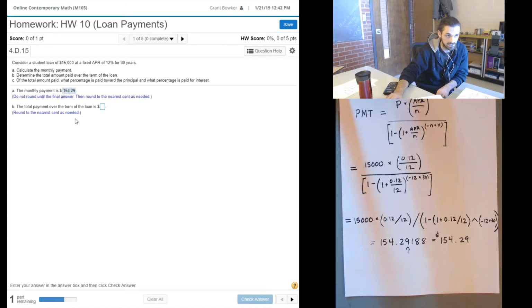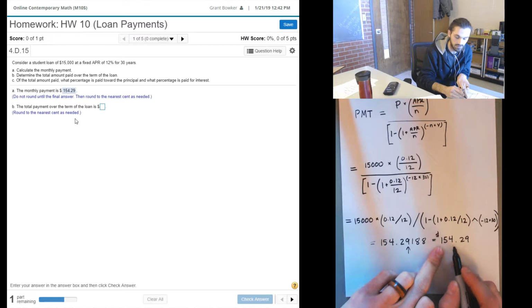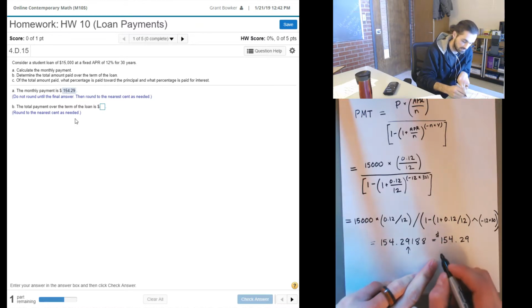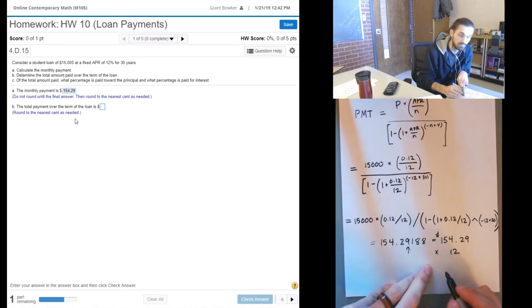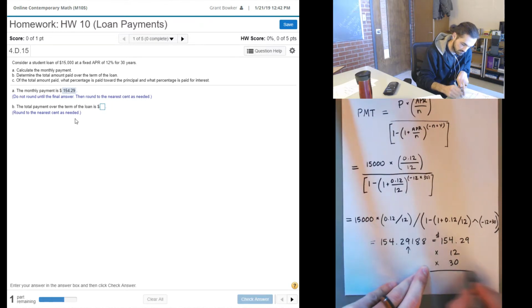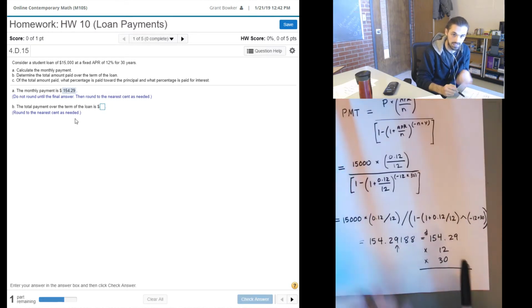So on to the next one, the total payment over the term of the loan. Well, recognize you're making this payment of $154.29. You're doing that 12 times a year, and then you're doing that for 30 years. So we're going to take the monthly payment, multiply it by 12 to figure out how much you pay in a given year, and then multiply it by 30 to figure out how much you pay over the life of the loan. So that's $154 per month multiplied by 12 months to get how much you pay in a year, multiplied by 30 years to get the total over the term of the loan.